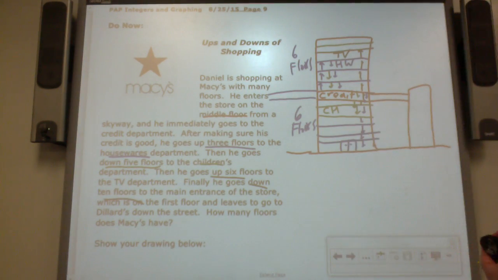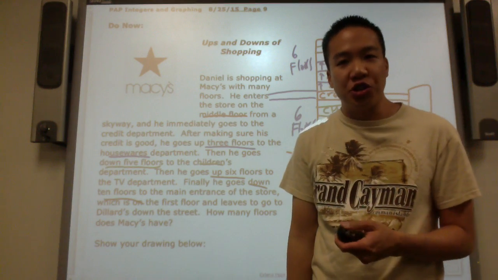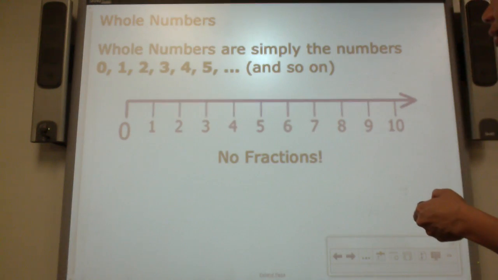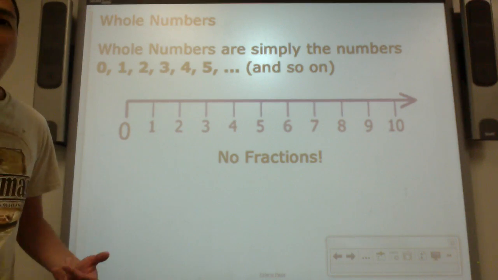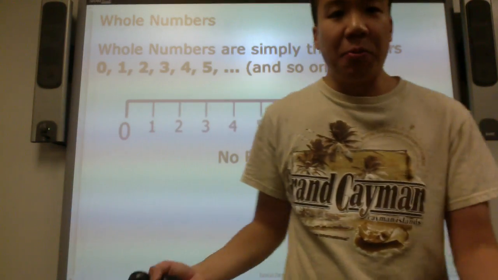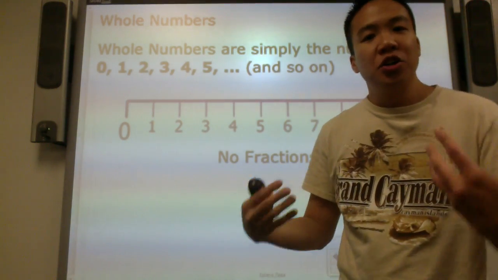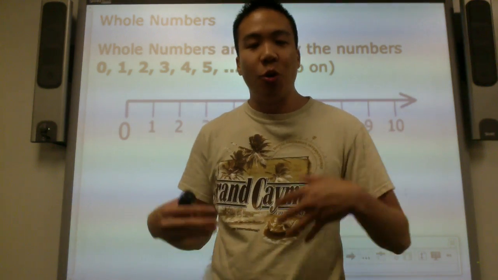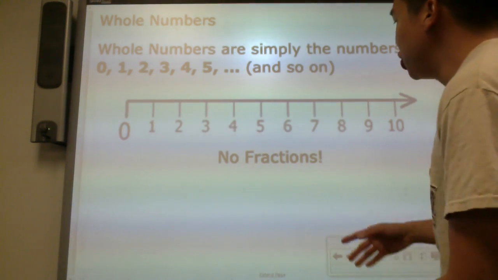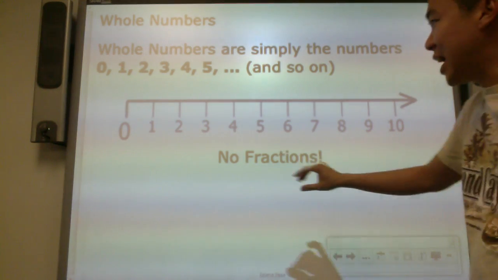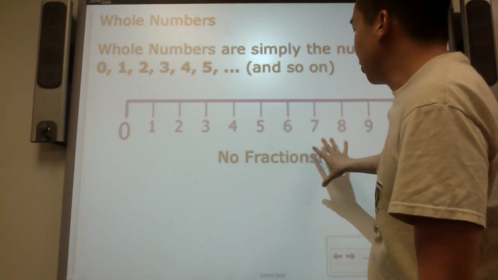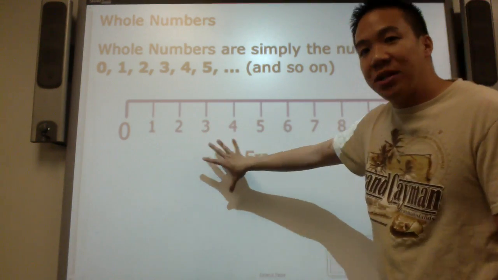So why did we go over this? Well, today we're going to talk about integers. Before we talk about it, let's talk about whole numbers. What are whole numbers? Whole numbers are numbers 0, 1, 2, 3, 4, 5. As you notice, there are no fractions and no decimals.